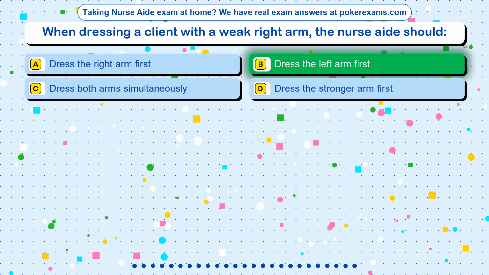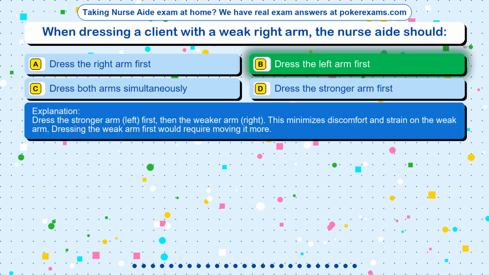The correct answer is option B. Dress the left arm first. Dress the stronger arm, left, first, then the weaker arm, right. This minimizes discomfort and strain on the weak arm. Dressing the weak arm first would require moving it more.